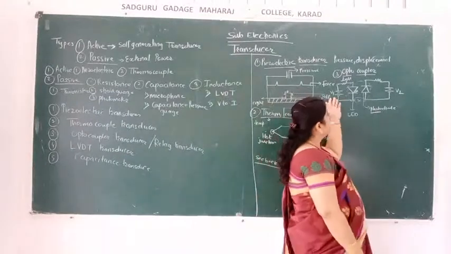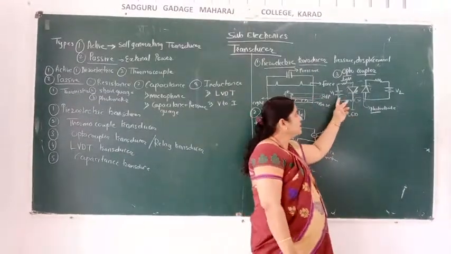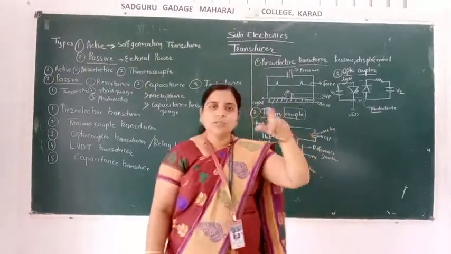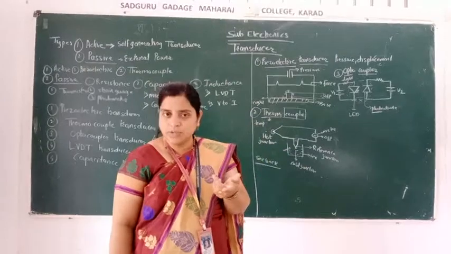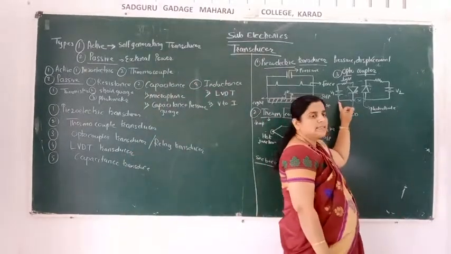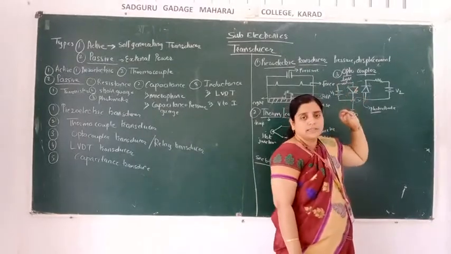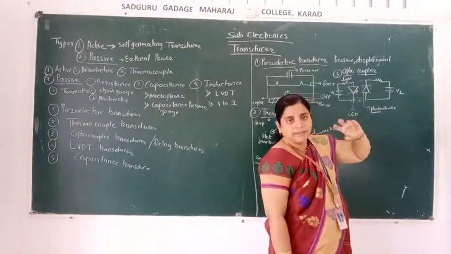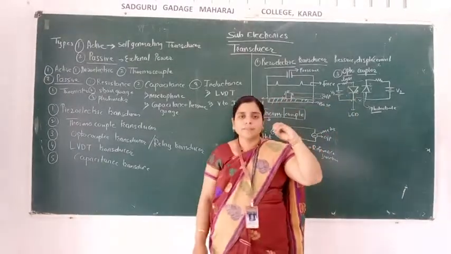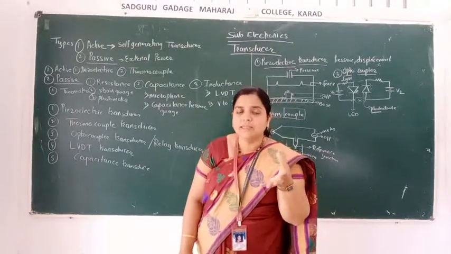Because V1 is given to the light emitting diode, and this diode is in forward bias condition. Forward bias means what? Positive is connected to positive, negative is connected to negative. So if this LED is in the forward bias condition, if the positive of the signal is given here, then it will glow. LED will glow, no doubt. LED will glow means what? It emits the light.